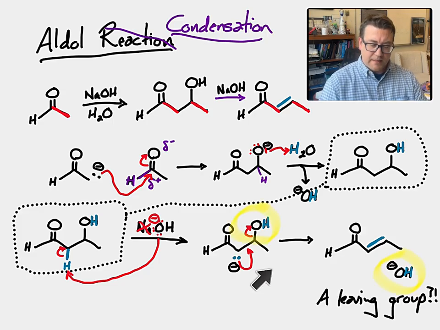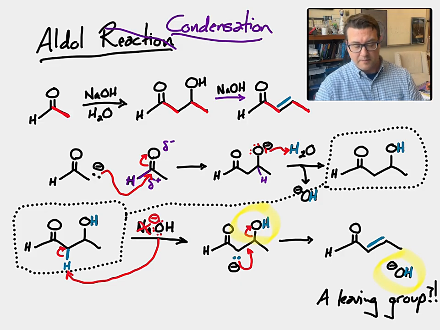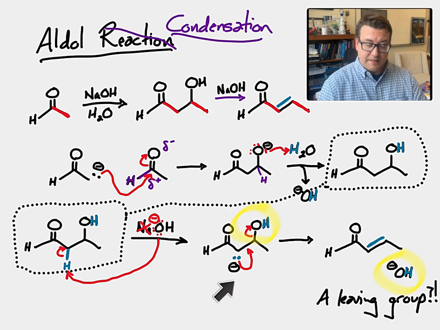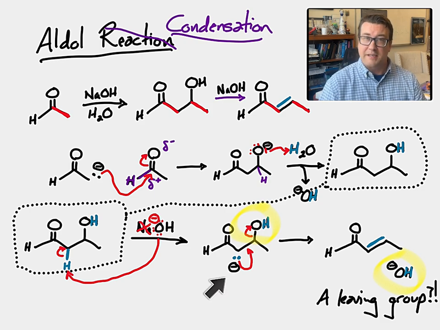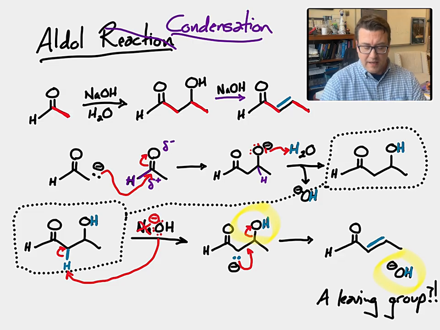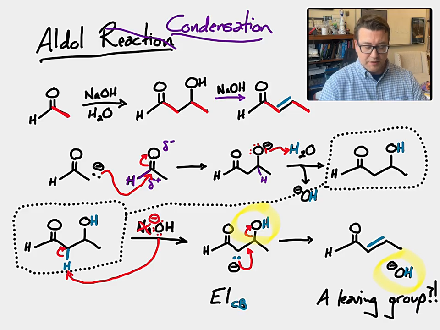Something to note is that I had previously told you that hydroxide, or the OH minus, is not a great leaving group, and it isn't, but this is different than a normal elimination reaction that we've seen before, like an E2 elimination reaction. This elimination reaction is referred to as an E1CB. The CB stands for conjugate base.